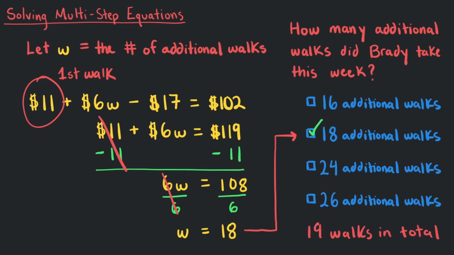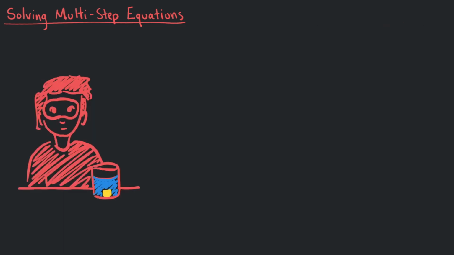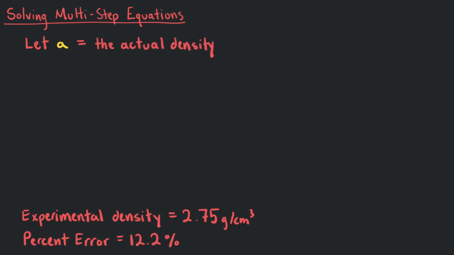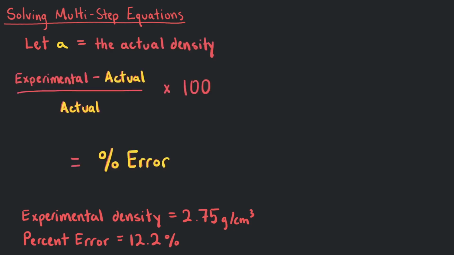Now, let's look at another problem. Brady goes to his chemistry lab class to do an experiment on the density of aluminum. Through the lab, he concluded that the density of aluminum is 2.75 grams per cubic centimeter. But his teacher told him he has a 12.2% error. Let A represent the actual density. If we want to find the actual density of aluminum, use this formula to write an equation.